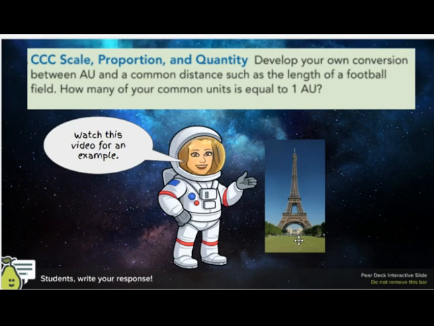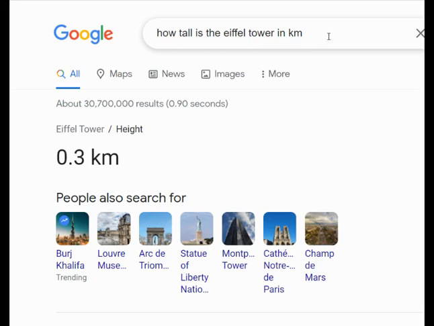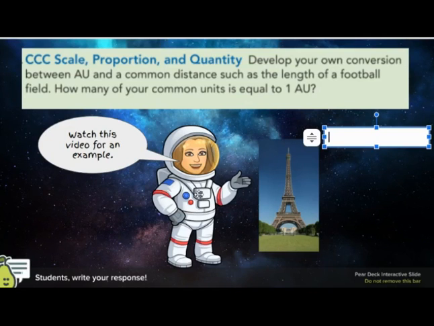And to make it easy for myself, I want to know how tall is it in kilometers. So I'm going to Google, how tall is the Eiffel Tower in kilometers? And it's 0.3 kilometers. There are 150 million kilometers in 1 AU. So we're going to write down 150 million kilometers. And that's in 1 AU.